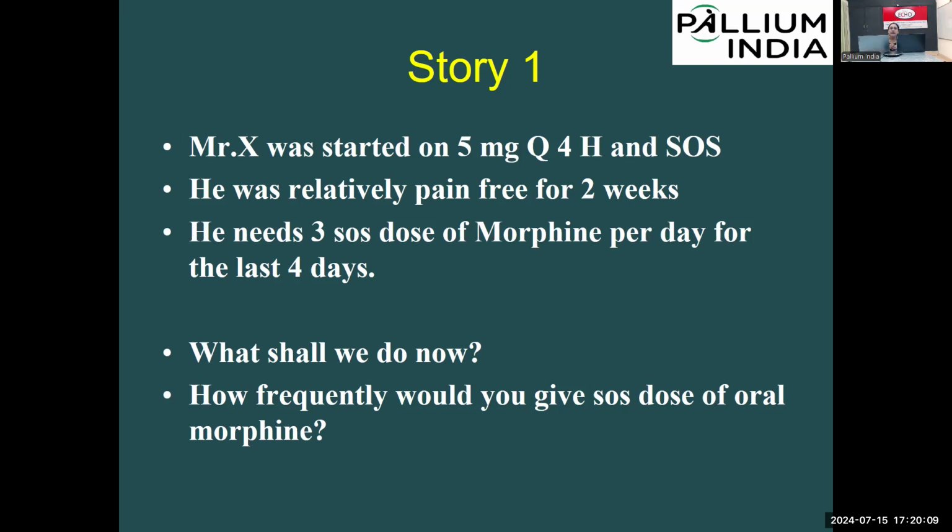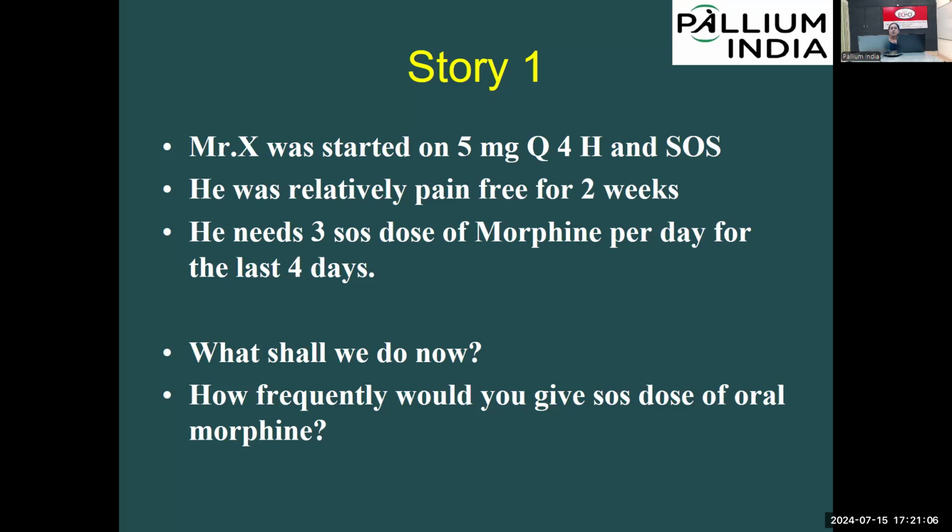But since the last 4 days, he was using 3 SOS doses of morphine per day. What shall we do now? What do you think? How can we handle this situation? So initially he was having adequate pain relief, but since 4 days he's taking SOS dose of morphine, 3 doses per day. What does that indicate? Yes. So there are breakthrough pains coming in between, which indicate that the dosage is insufficient and the dose needs to be readjusted. How do we readjust the dose?